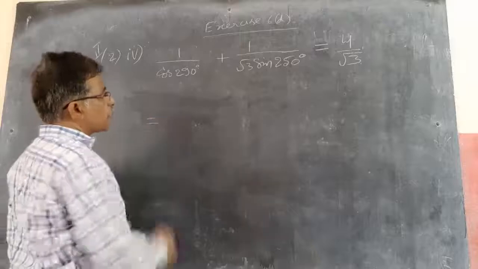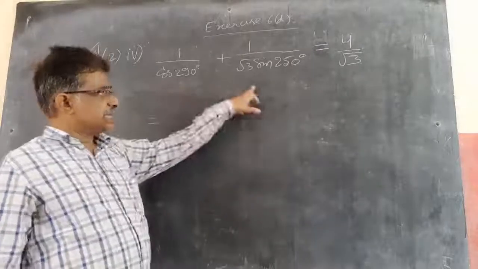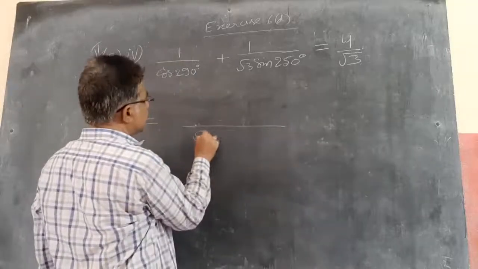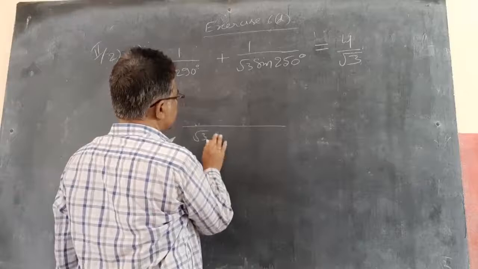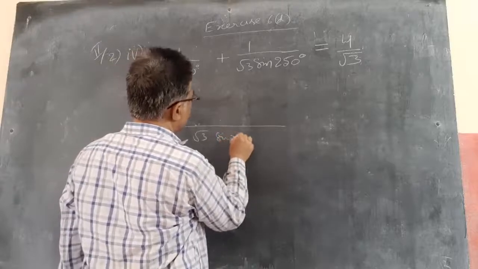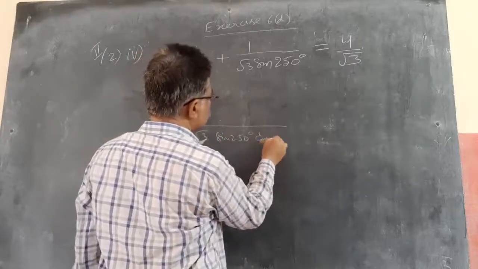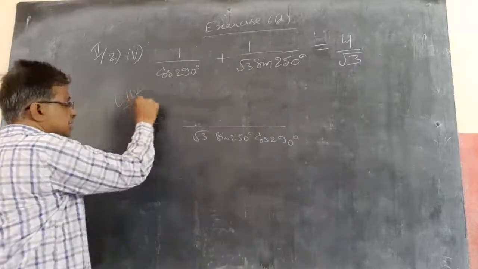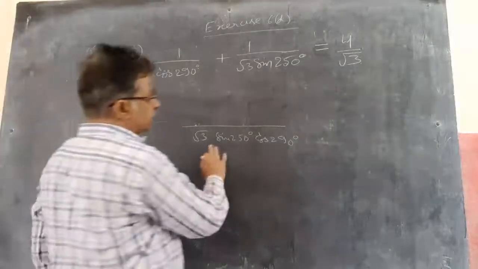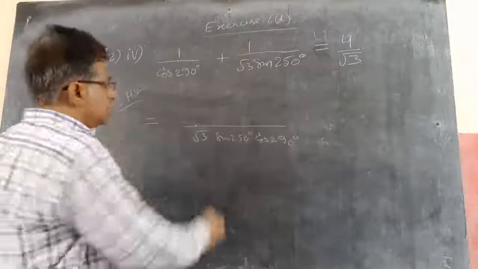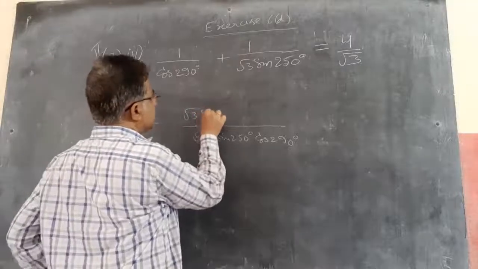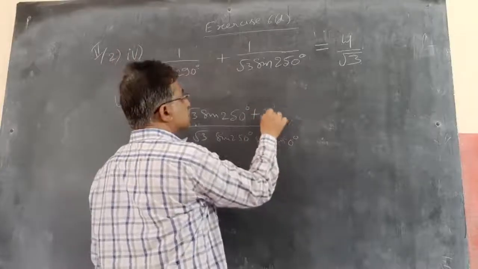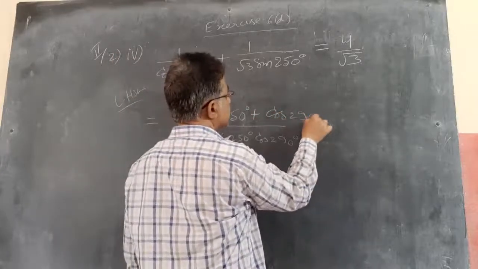If I am taking LCM, this becomes root 3 into cos 250 into sin 250 into cos 290. I am just taking LCM for LHS. It becomes root 3 into sin 250 into cos 290. So here it becomes root 3 sin 250 degrees plus cos 290 degrees.